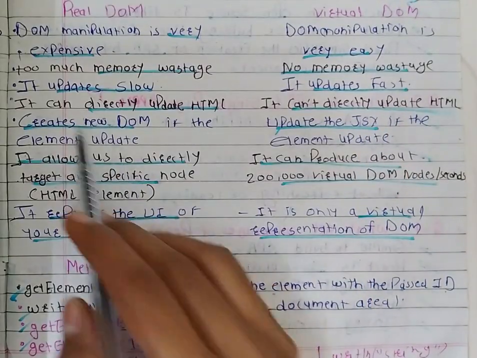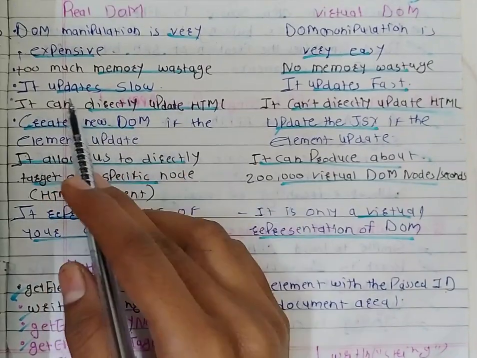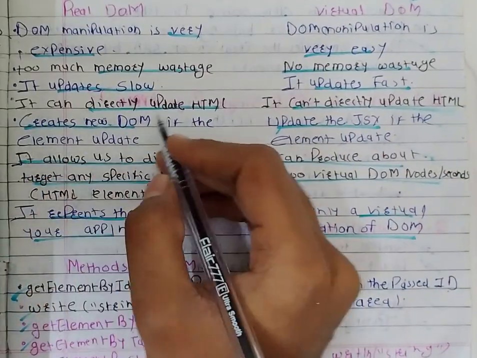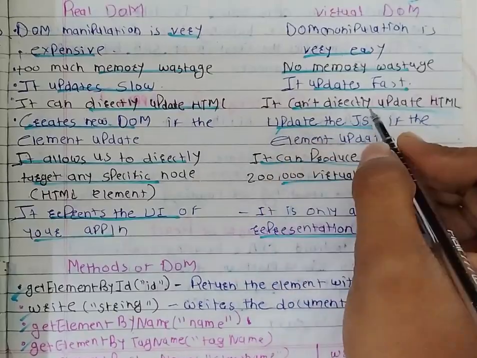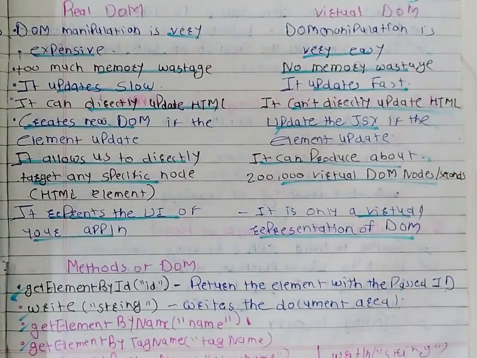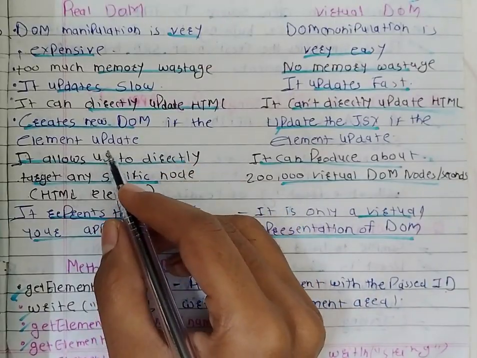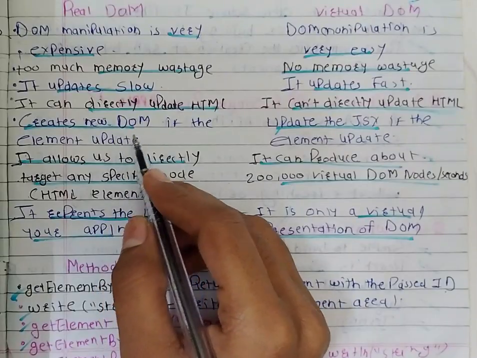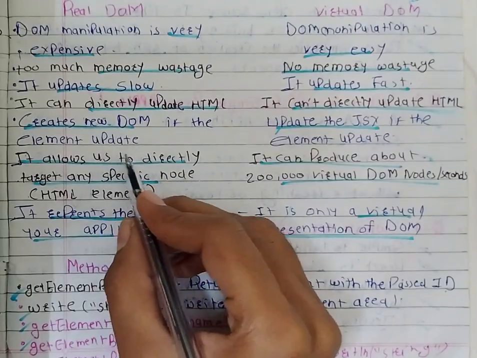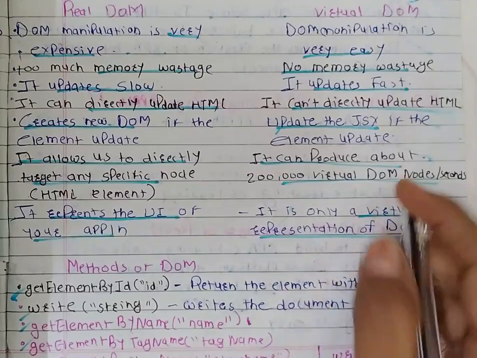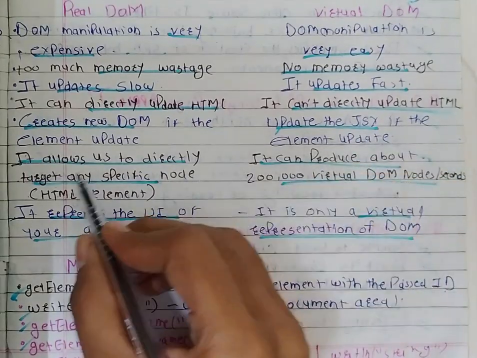Real DOM updates slow; virtual DOM updates fast. Real DOM can directly update HTML; virtual DOM can't directly update HTML. Real DOM always creates a new DOM if any element is updated. Virtual DOM updates its JSX if there is any update within a web page. That's the simple difference between both of them.